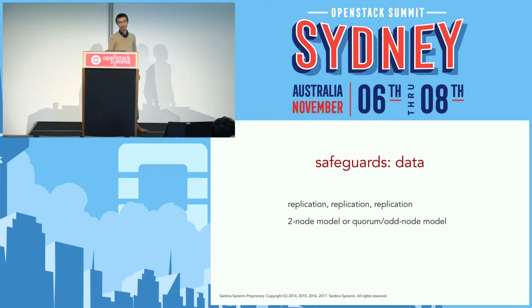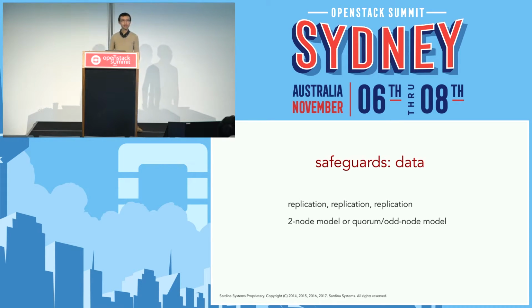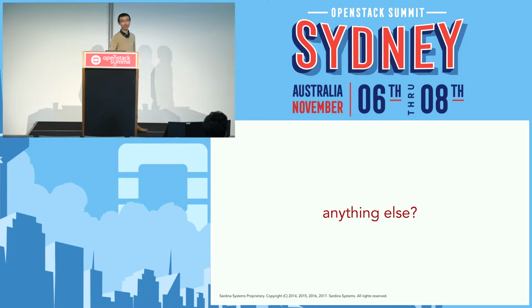What if there's data? If there's data, then we don't have any other choice, right? Replicate, replicate, replicate. And we'll either do the two-node model or the quorum odd node model. Any other models? No? So, for safeguards for data, traditional HA operations model. Anything else?